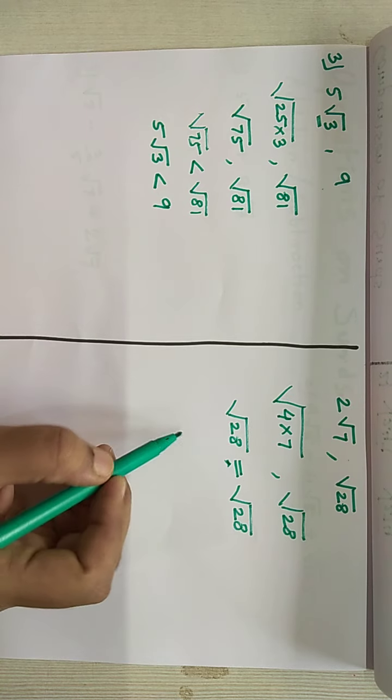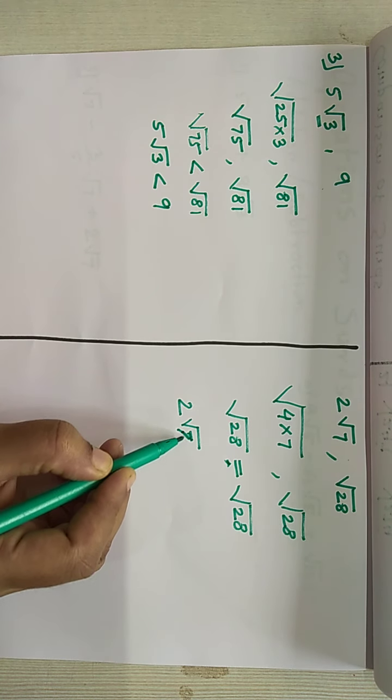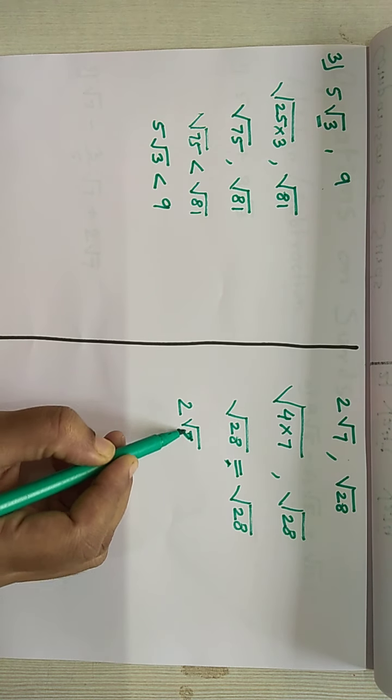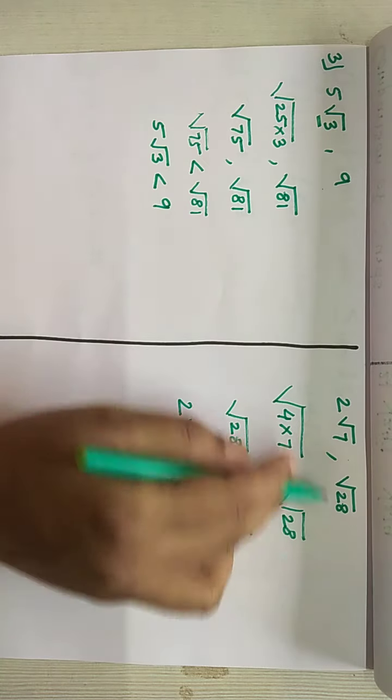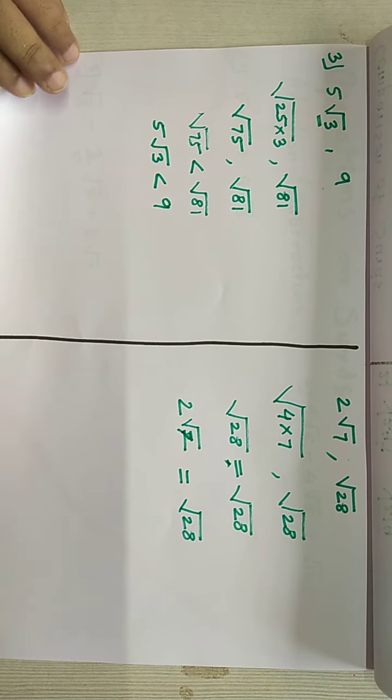So root 28, which we got from 2 root 7, is equal to root 28 as it is. So these both surds are equal. Okay, so this is how we compare the surds. Now let's go to the next part of the surds.